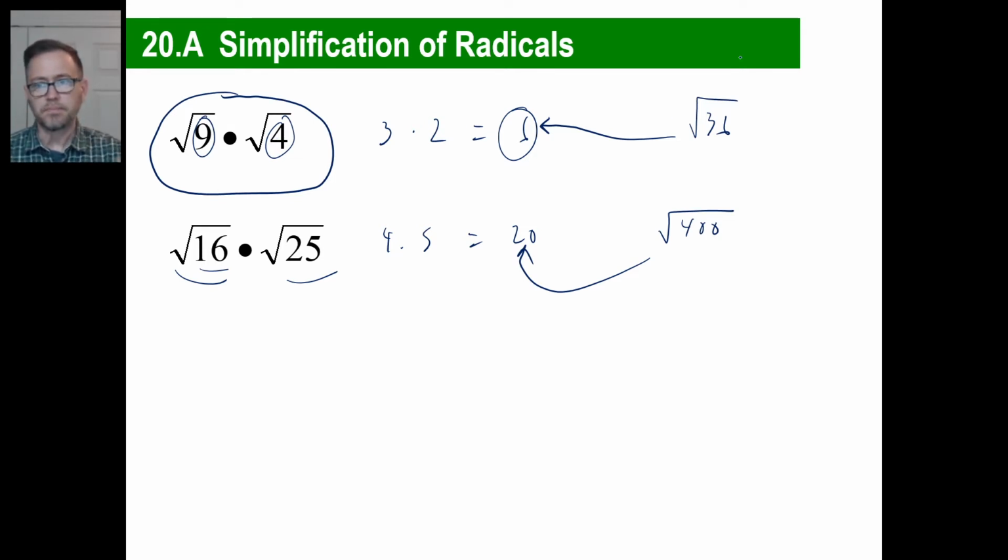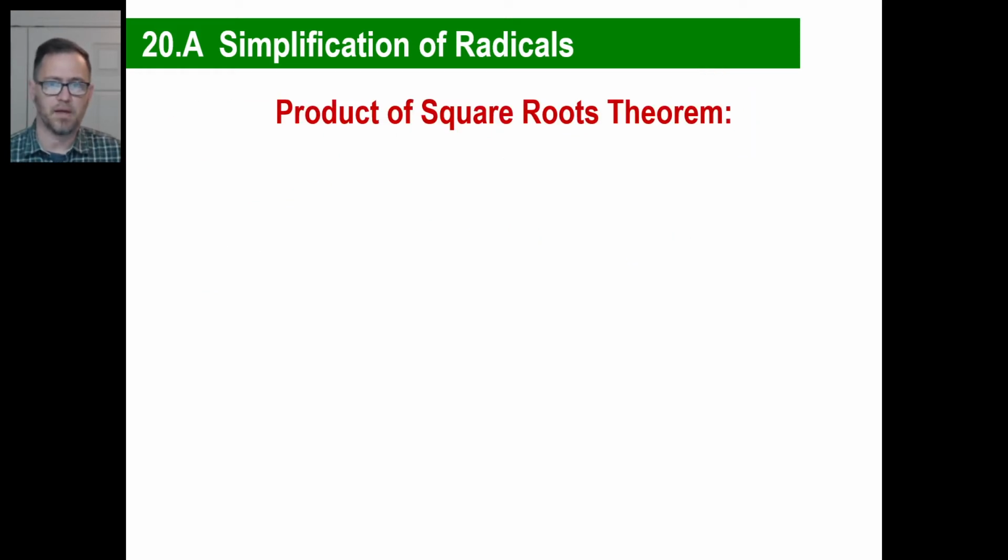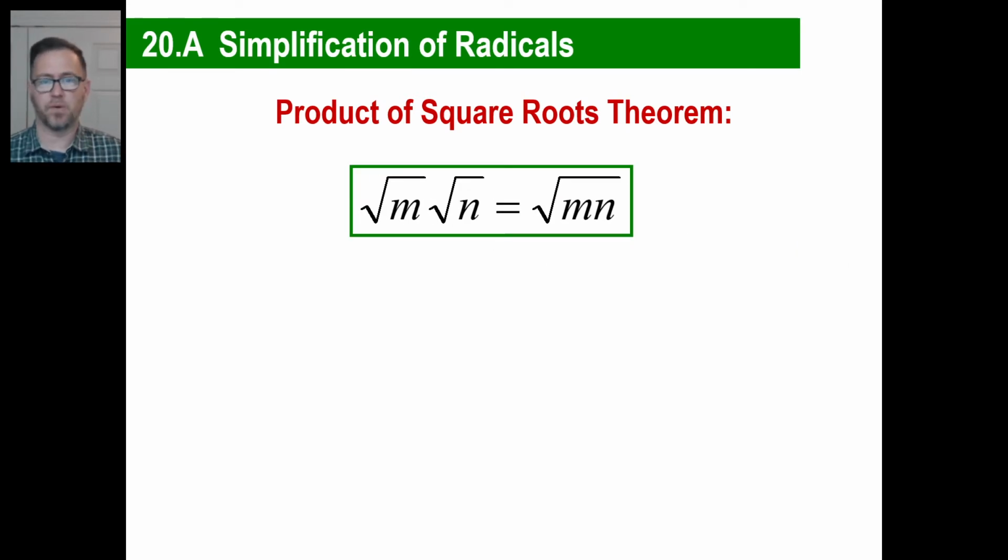And if it's true for the square root of 36, you can also break it down into two different factors as well, which we'll do in just a minute. So this is the theorem. You don't have to write this down if you don't want to, but that's what it is. The square root of m times the square root of n is the square root of mn, as a product underneath the radical.